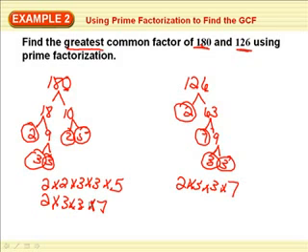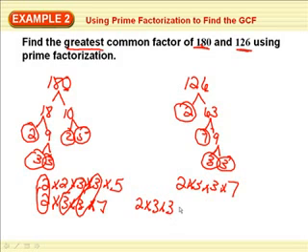Okay, now what do they both have? They both have a 2, they both have a 3, they both have another 3. So what did both of them have? They both had a 2, they both had one 3, and they both had another 3. So that means you just multiply what they both had. 2 times 3 is 6, times 3 is 18. So the greatest common factor of 180 and 126 is 18.